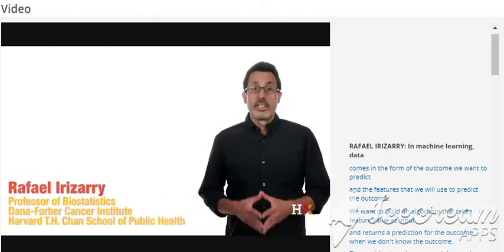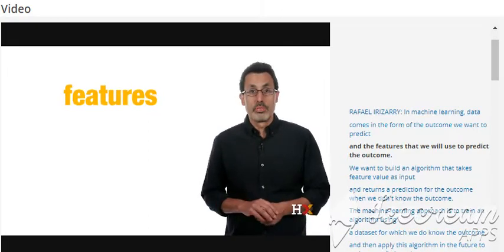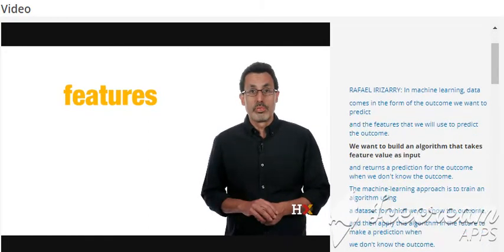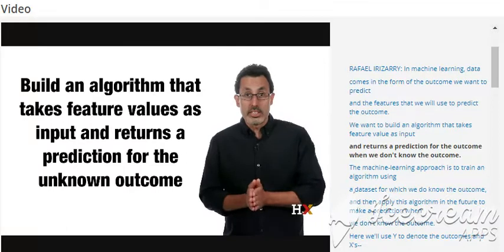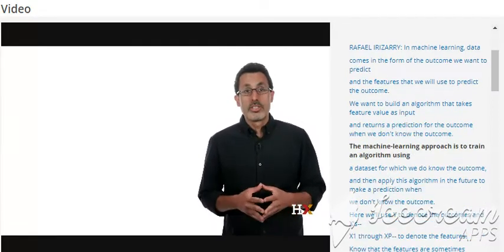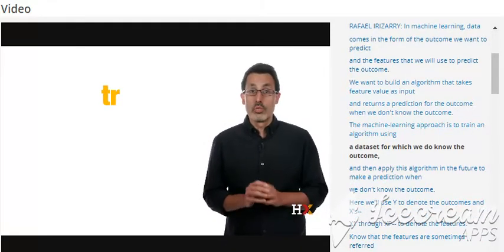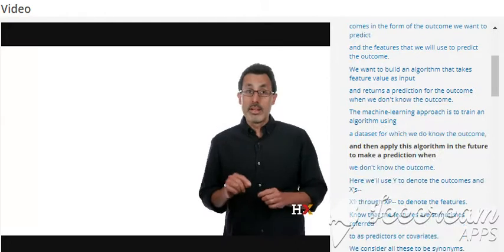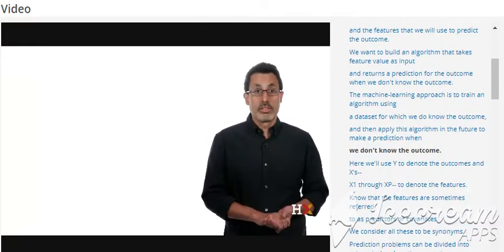In machine learning, data comes in the form of the outcome we want to predict and the features that we will use to predict the outcome. We want to build an algorithm that takes feature values as input and returns a prediction for the outcome when we don't know the outcome. The machine learning approach is to train an algorithm using a data set for which we do know the outcome and then apply this algorithm in the future to make a prediction when we don't know the outcome.